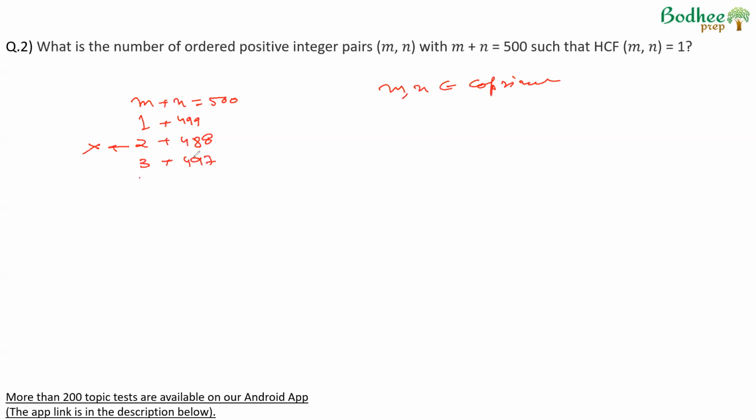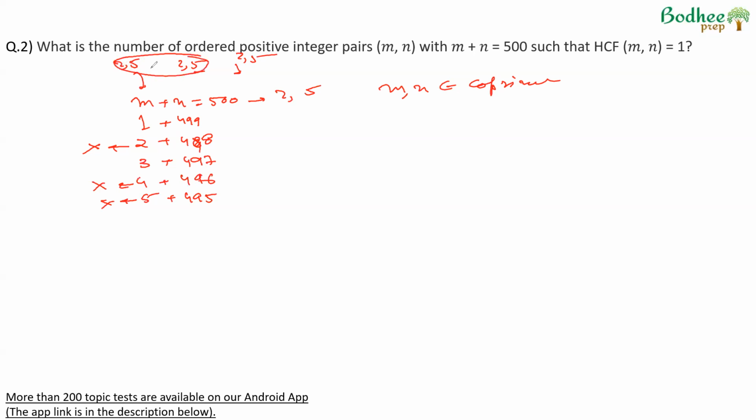If m is 4, 496 will be a problem, because again, both have 2 as a factor. 5 and 495 will also be a problem, because both have 5 as a common factor. So basically, since 500 has 2 and 5 as its prime factors, if one of the numbers is a multiple of 2 or 5, the other number by default has to be a multiple of 2 or 5, because the right hand side is a multiple of 2 and 5.